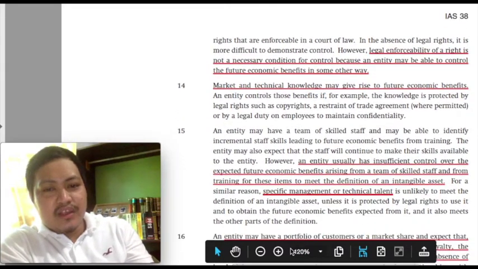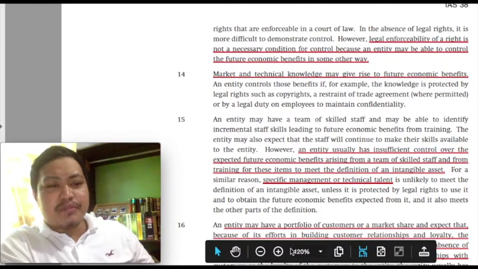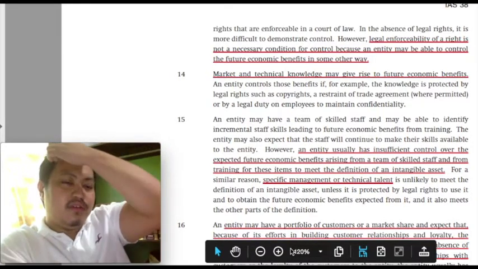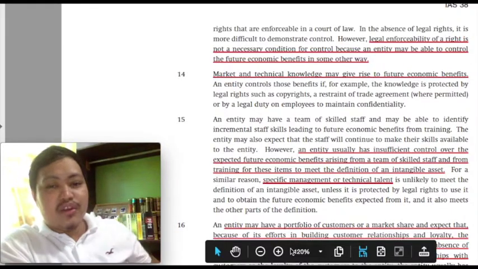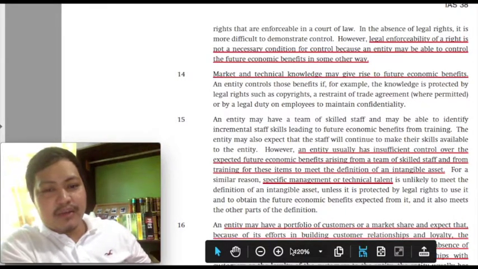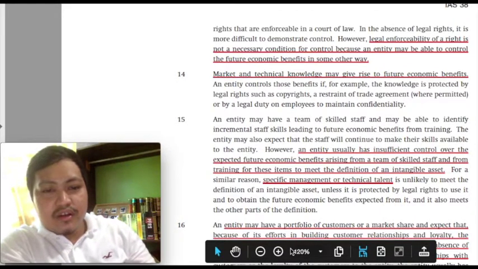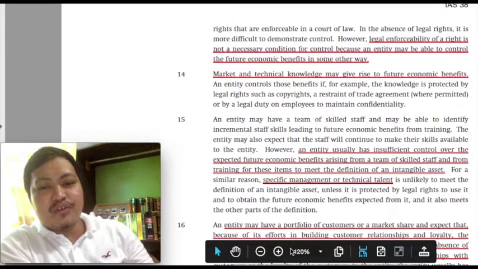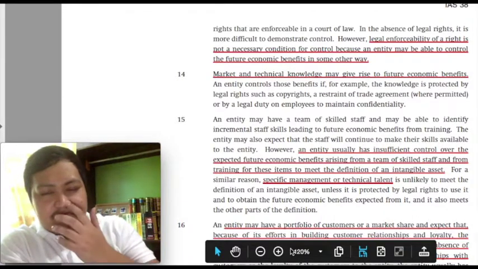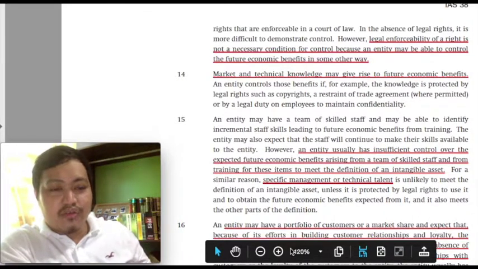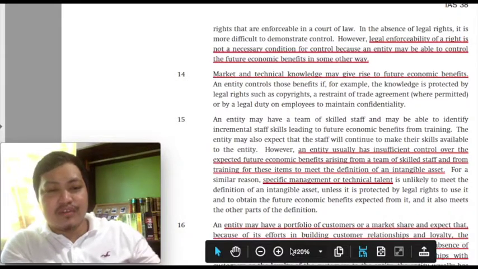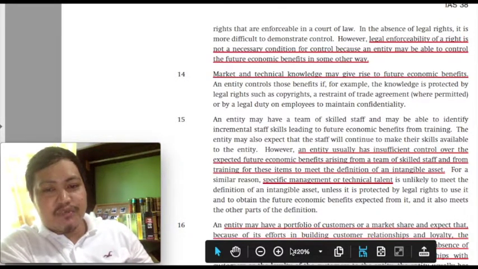But as to the amount you expend to train your staff, class, it would be very difficult to treat it as your own asset because an entity usually has insufficient control over the economic benefits arising from a team of skilled staff and from the training for these items to meet the definition of intangible asset. If you spend resources to train your staff, the control aspect as to the benefit of those expenditures would be very difficult to establish.